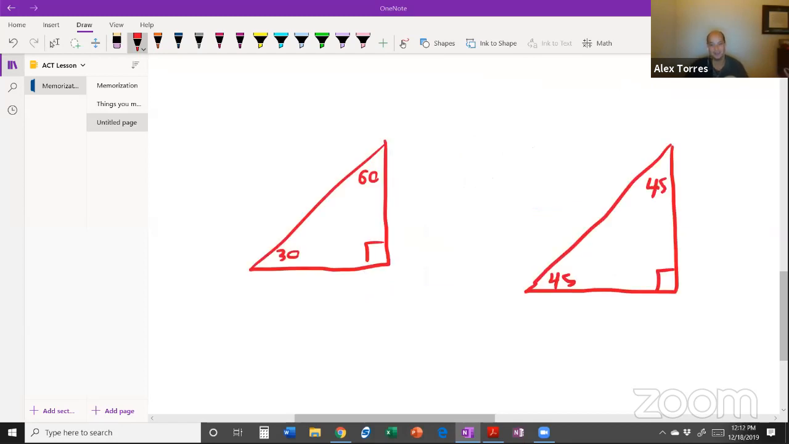So the next one on our list would be the 30, 60, 90 triangle. Another must know, and a variety of questions we can ask on that. And a lot of these subtopics we'll do further lessons on in the very near future. But the ratio for the 30, 60, 90 is x, 2x, x root 3. For the 45, 45, 90, x, x, x root 2.